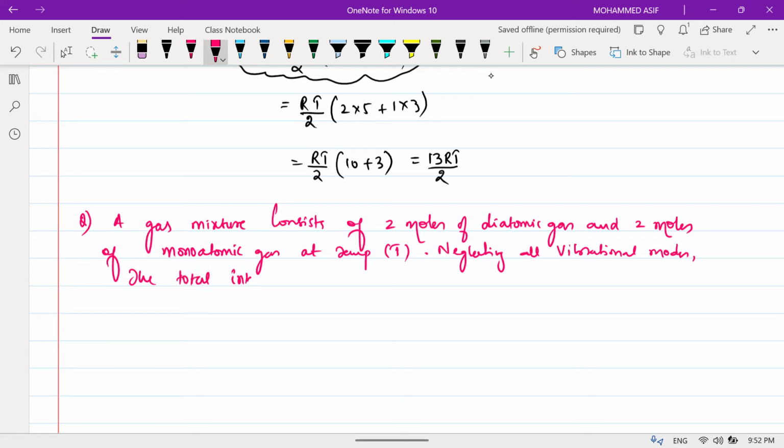The total internal energy 8 R by 8 of the RT. System is. कितना आ रहा है बेटा? 8 RT. वेरी गुड. आया सभी को?